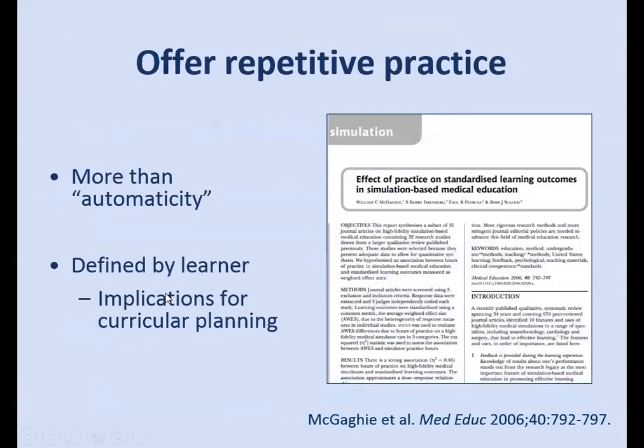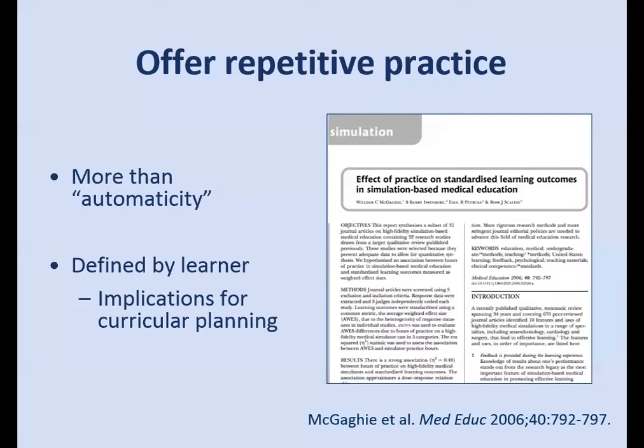All right, so we're coming to the end of our list of important features to incorporate into our simulation educational practice. One of them, which is fairly intuitive, is that in the simulation setting, we can offer opportunities for repetitive practice of skills. Especially if we're talking about psychomotor type of skills, muscle memory, quote unquote, is something that can be learned. But this notion of practice opportunities is more than just achieving automaticity with psychomotor skills.